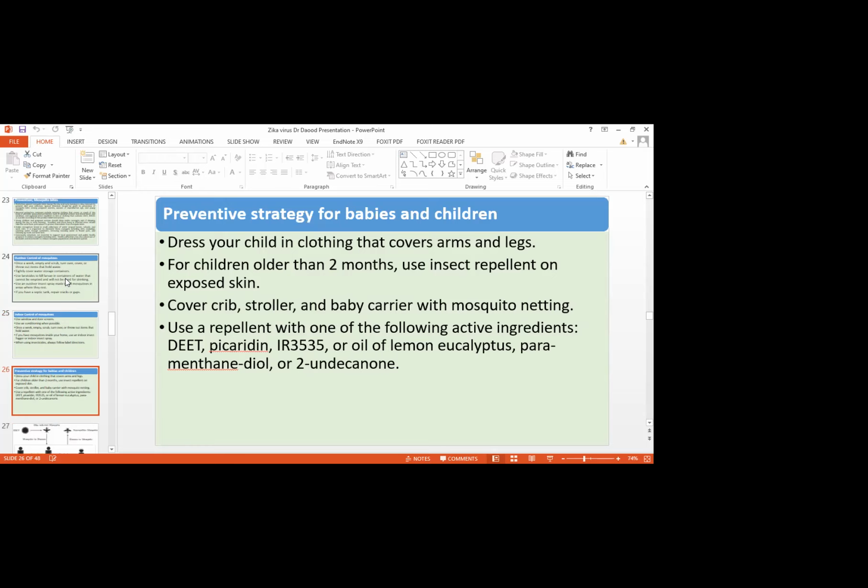Preventive strategies for babies and children: dress the children with clothing that covers arms and legs. For children over 2 months of age, use repellent on the exposed skin. Cover the crib, stroller, or baby carrier with mosquito nets. Use repellents, as I already discussed, having ingredients like DEET, icaridin, IR3535, or oil of lemon eucalyptus, para-menthane-diol, and 2-undecanone.